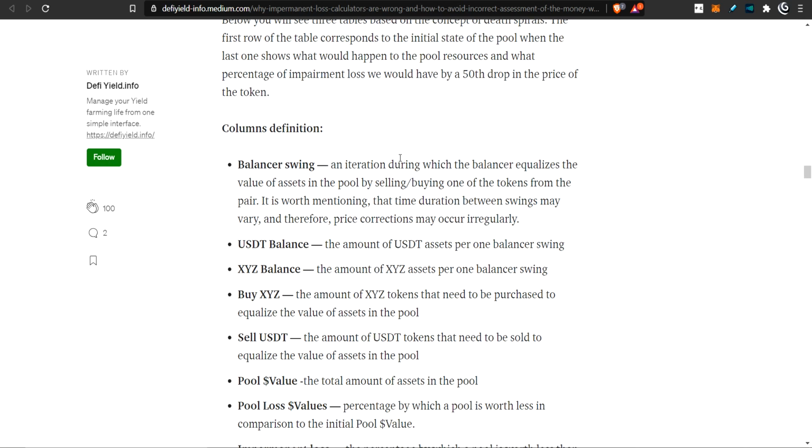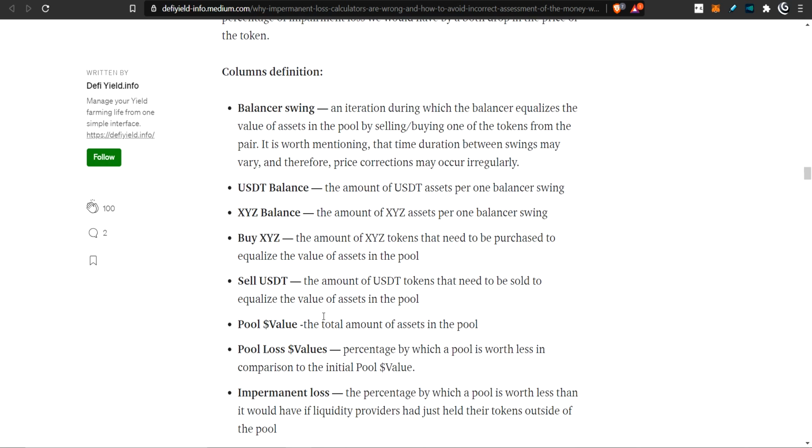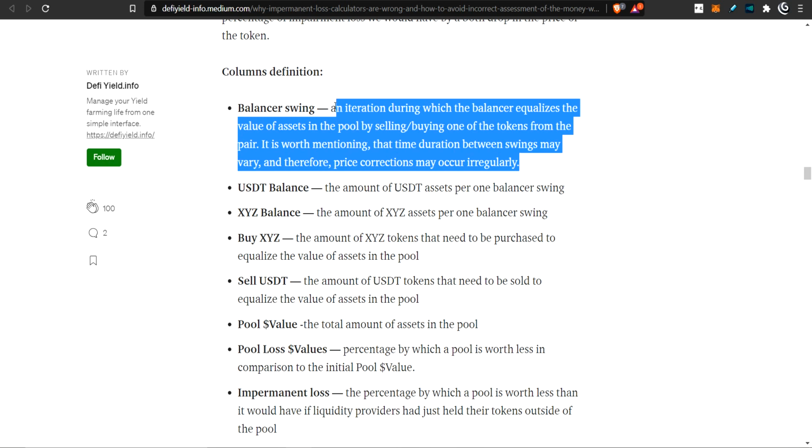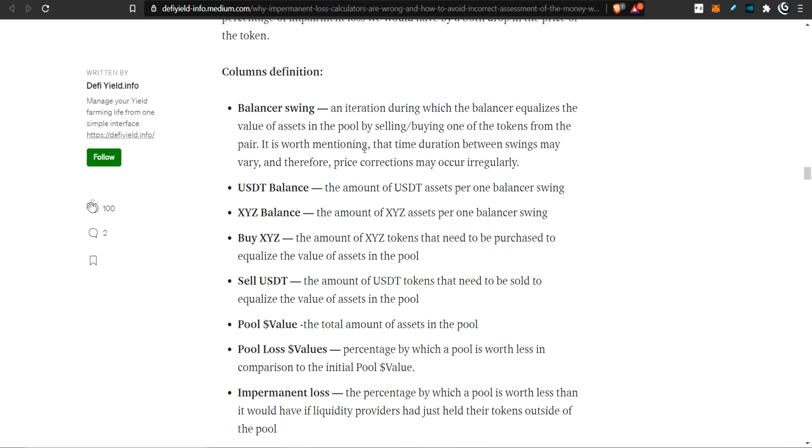And then he talks about these factors that can cause impermanent loss, and one of them is the balancer swing. This is an important thing. His calculator doesn't label it as balancer swing, but it's important, and that is the number of times that the arbitrageurs come in and pull from the pool, basically. Okay, so let's read what it says.